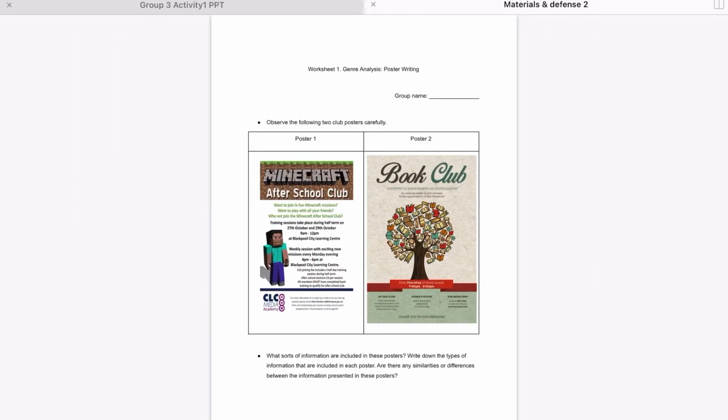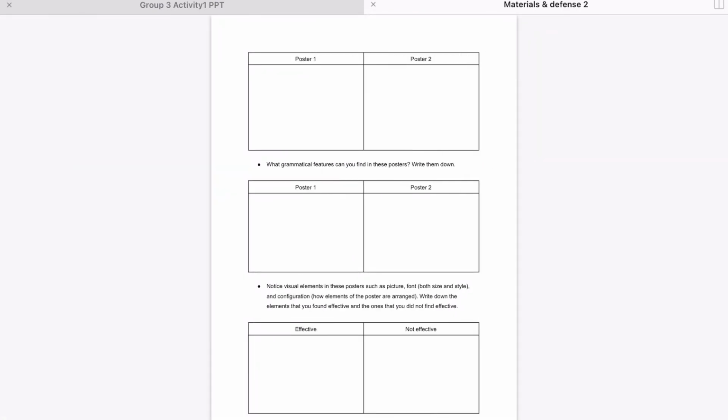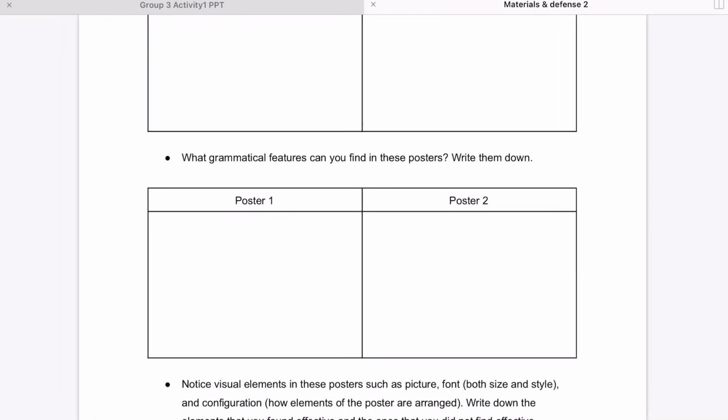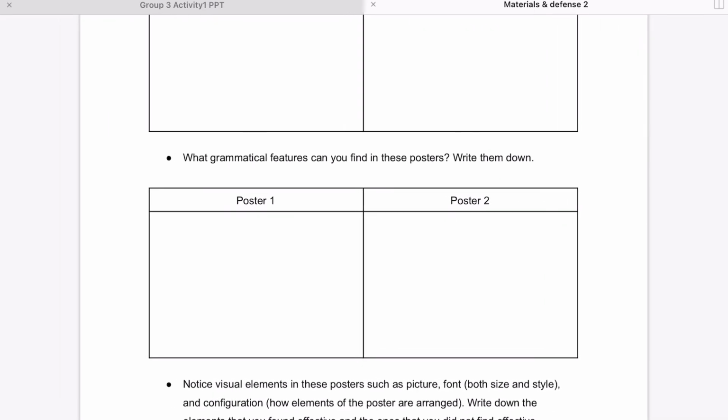Okay, let's move on to the second section. Changyan, could you read the second direction? What grammatical features can you find in these posters? Write them down. Okay, secondly, you guys can check out some language features that posters commonly have. For example, you can check what kind of sentences are being used in posters.